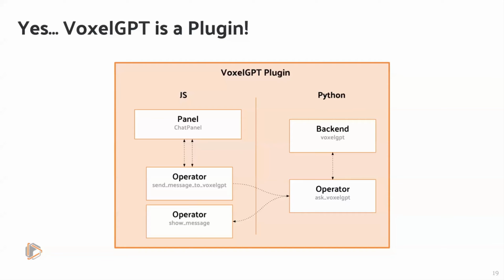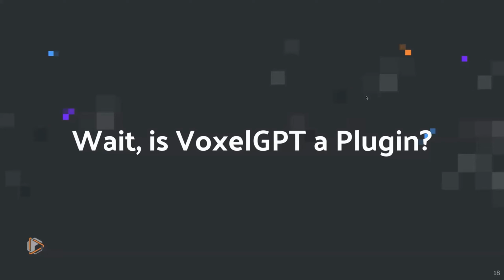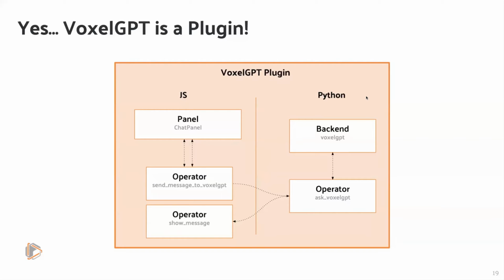So what does that mean for you? Well, it means if you want to install it yourself, you can do that. If you want to work with it locally, you can just run this command here to download it as a plugin. If you haven't written this down, you can just go to the repo. Of course, it'll show you how to install it locally. But yes, VoxelGPT is a plugin.